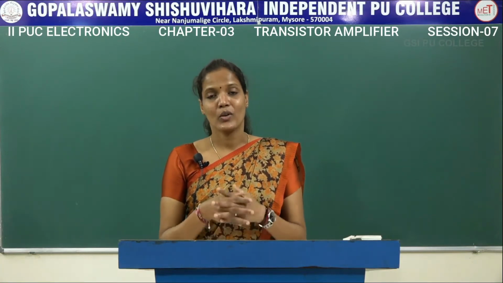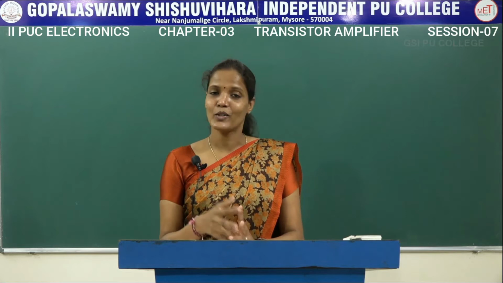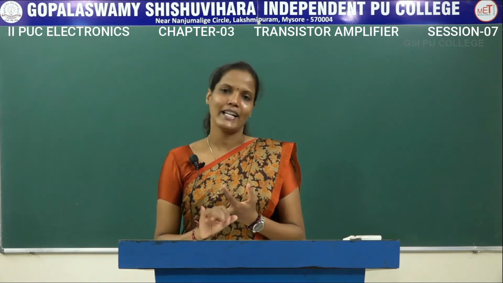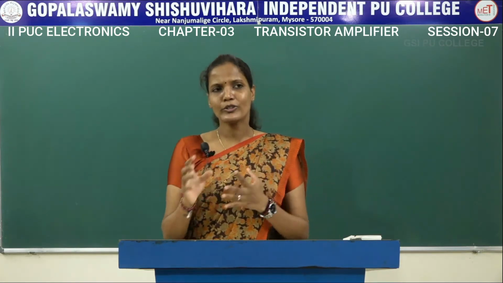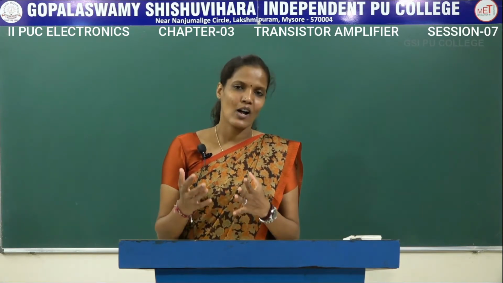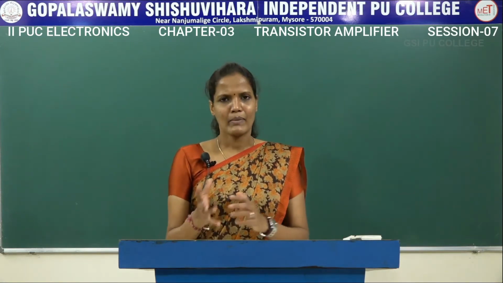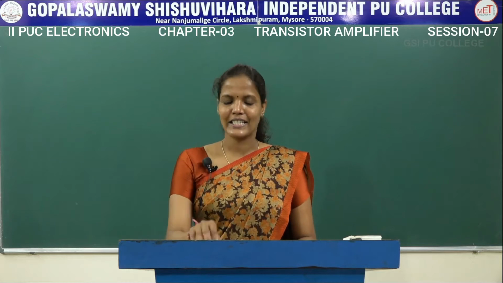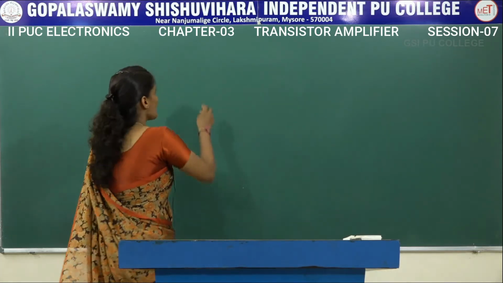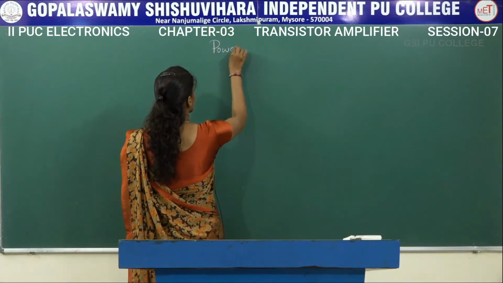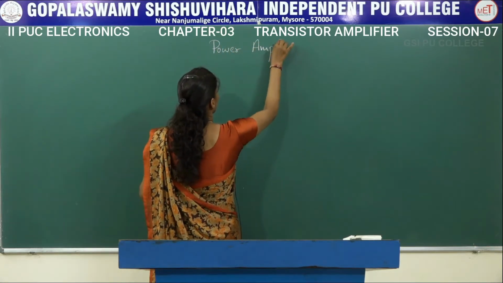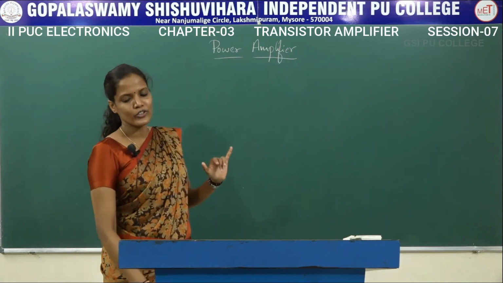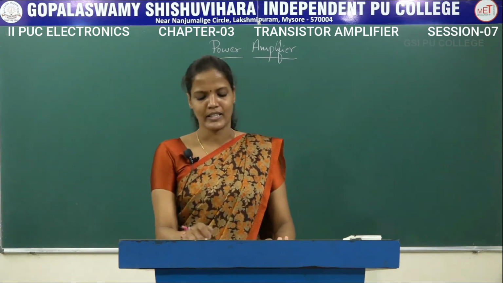In the last few sessions, we saw the different configurations of transistor which can be used as an amplifier, that is the common base amplifier, common collector amplifier and the common emitter amplifier. We also saw the DC and the AC analysis of the common emitter amplifier. Apart from that, we also solved some of the problems regarding this CE amplifier. So in this session, we are going to see what is called as the power amplifier. And we are also going to see the classifications of this power amplifiers.